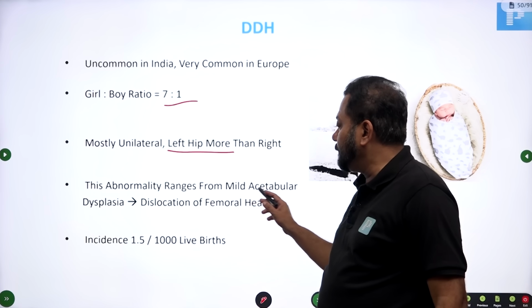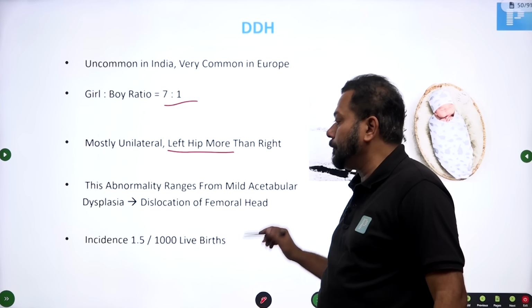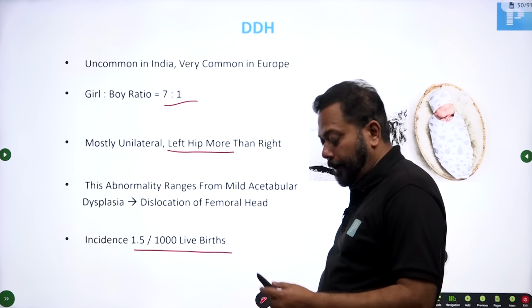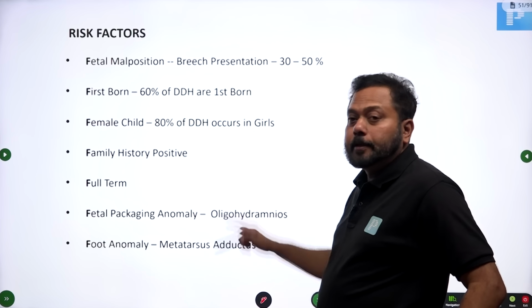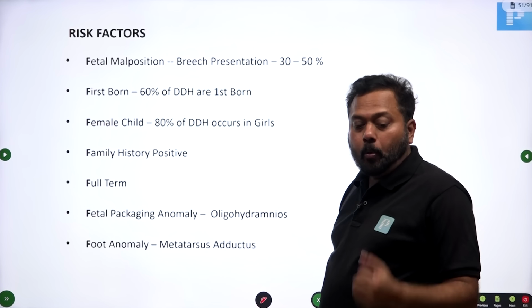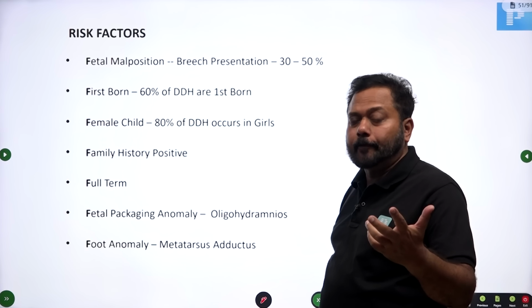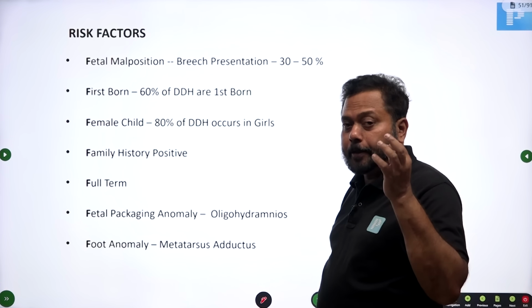The abnormality ranges from mild established dysplasia to dislocation of the femoral head. Incidence is 1.5 per 1000 live births. This is the most important slide. What are the risk factors or predisposing factors for developmental dysplasia of the hip?